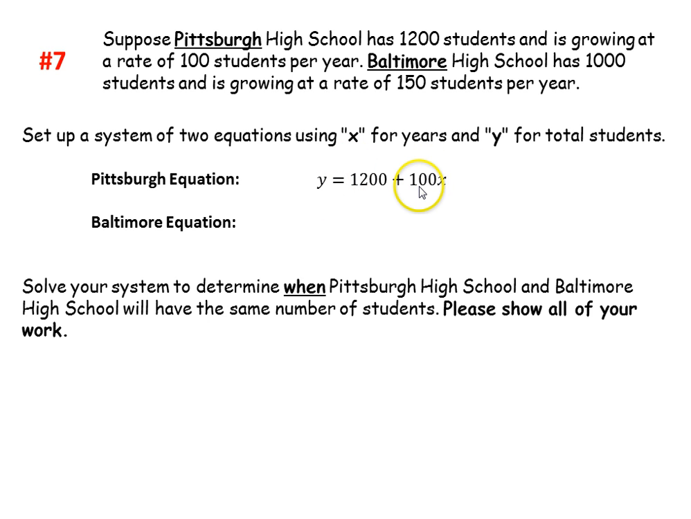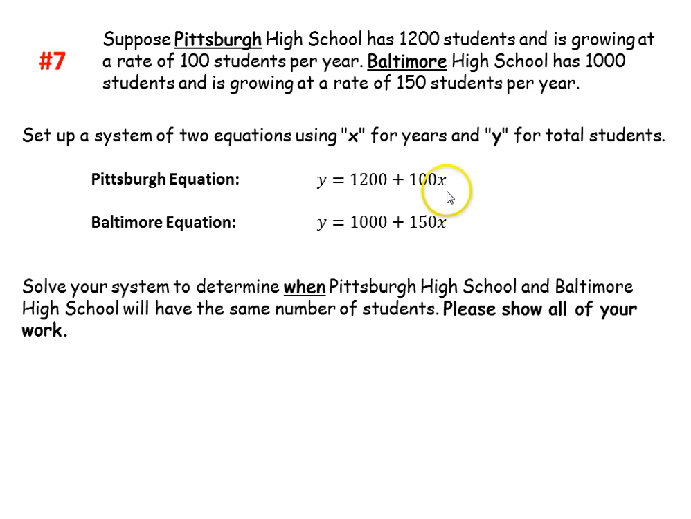This is their equation. Baltimore High School's equation is going to be 1,000 because they start at 1,000 students, but they are gaining 150 students per year. So their equation is their total amount of students equals 1,000 plus 150 times the amount of years that have gone by. So now we're going to solve the system to determine when these 2 schools have the same amount of students. Well, y represents the same amount of students.